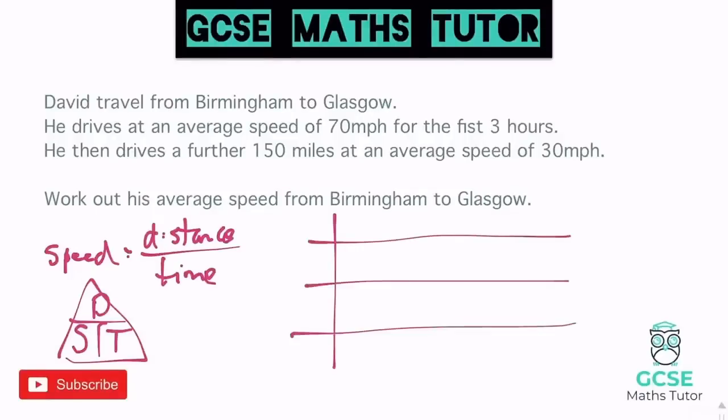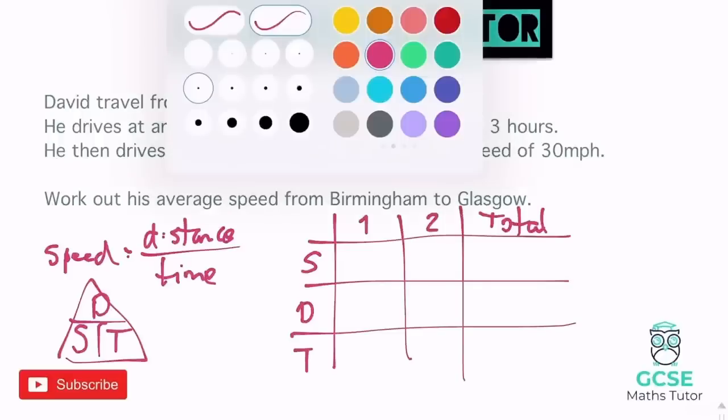And again, for each one, we're going to need a speed, we're going to need a distance, and we're going to need a time. Now we've got the first part of the journey, the second part of the journey, and we've got the total journey. So let's split this all up and write in what we've got so far.